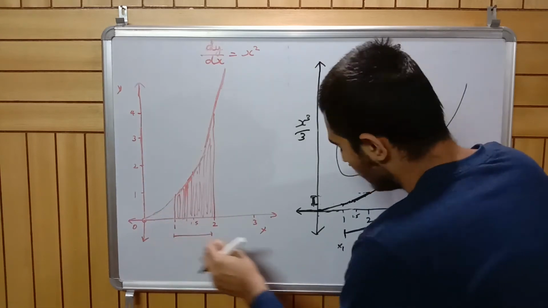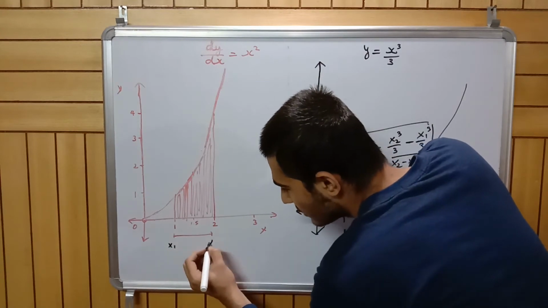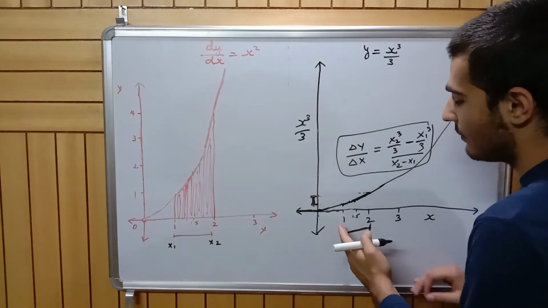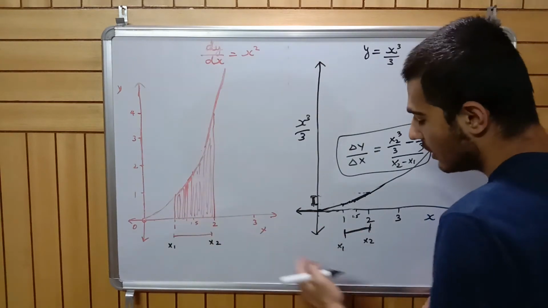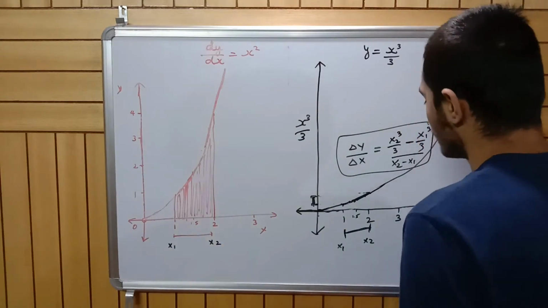Okay, but now there's no 1 to 2, so I have to write x1 x2 here also. I have to keep the limits, the boundaries, the same, right? So when I had 1 and 2, I had 1 and 2 there also. When I have x1 x2 this side, I'll keep x1 x2 that side also.